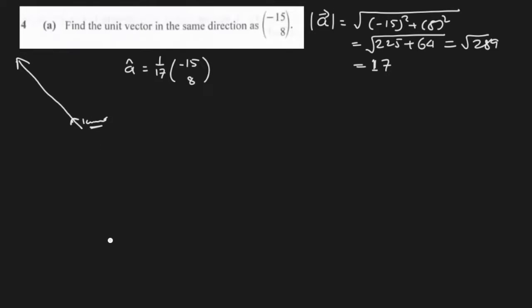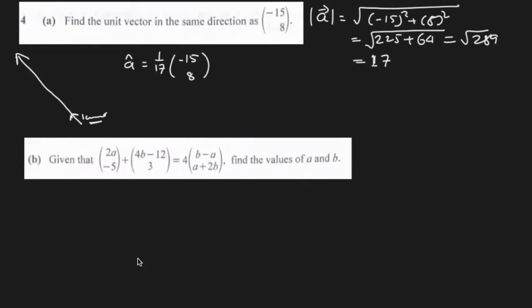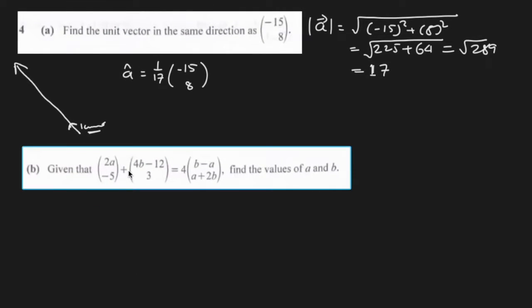Okay. Now, what is the second one? Given that they are giving this particular relationship, that 2a minus 5, another vector, plus this b, find the values of a and b. It's their a, not mine. I chose the earlier a, so it's a different question, not related to the first part anyhow. So this is the x component, this is the x component, this is the x component. So let's compare x components only.